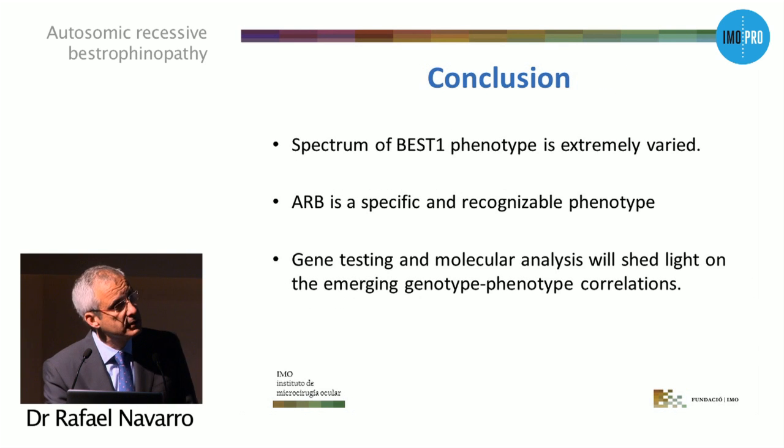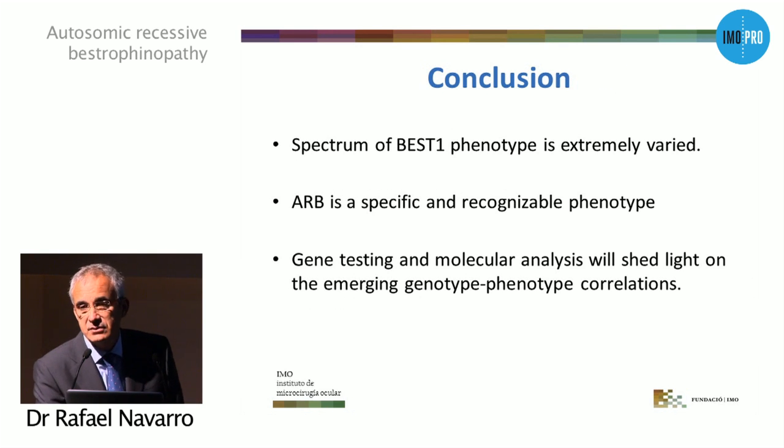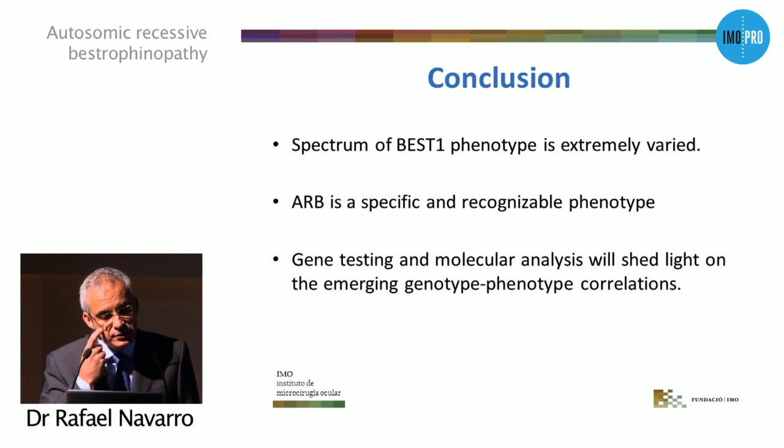So in conclusion, the spectrum of BEST1 phenotypes is extremely varied. ARB is a specific and recognizable phenotype, and gene testing and molecular analysis will shed light on the emerging genotype-phenotype correlation in the future.